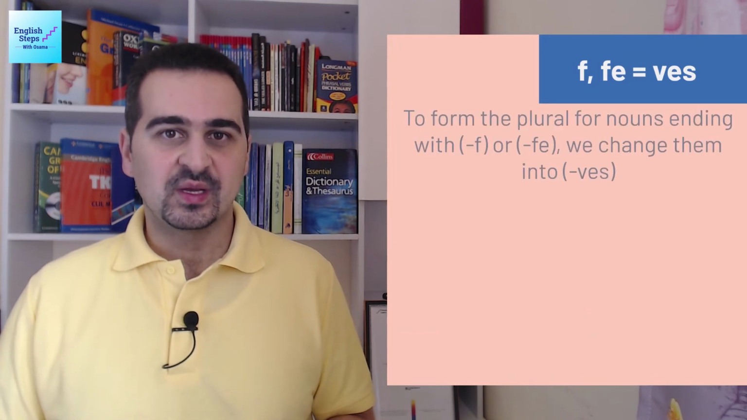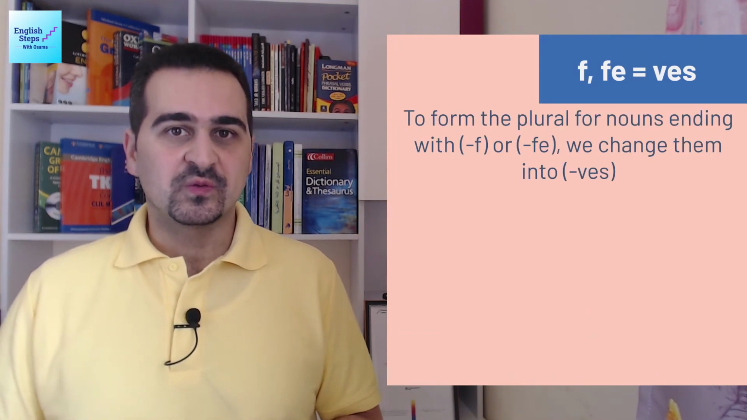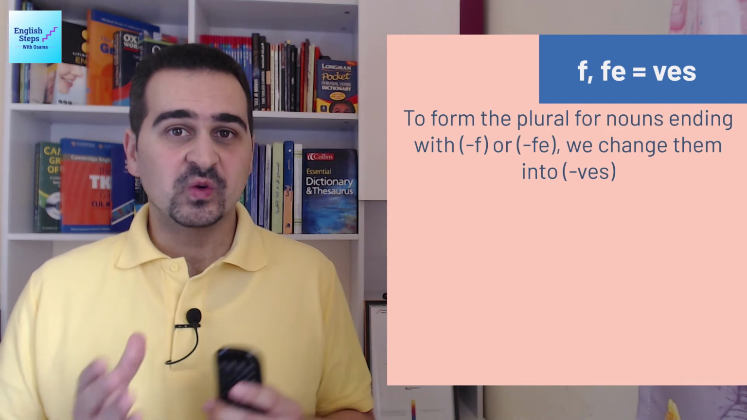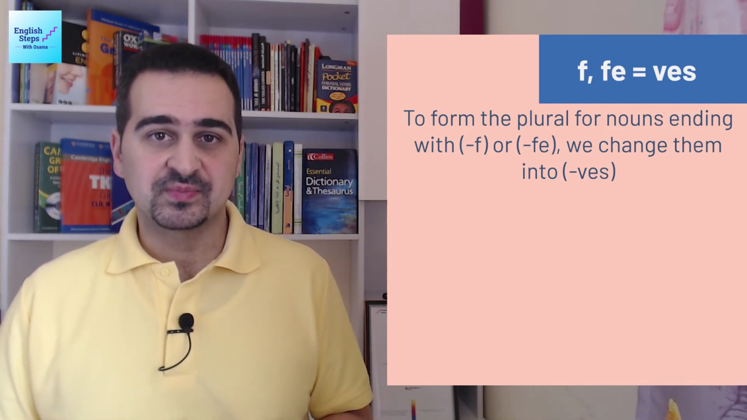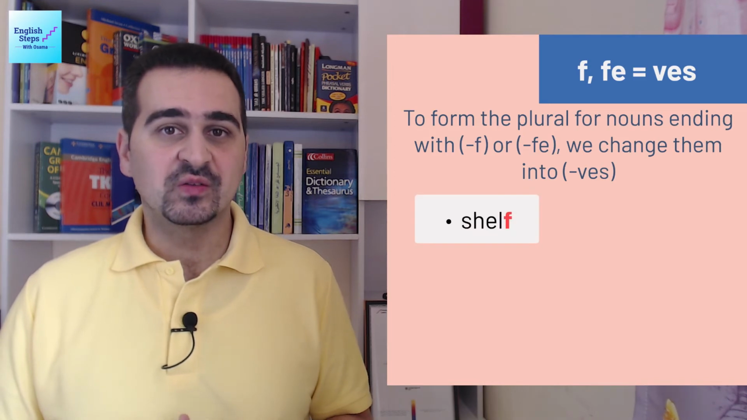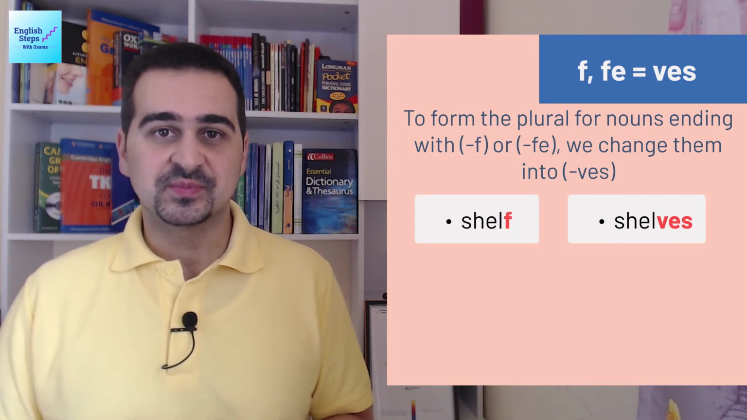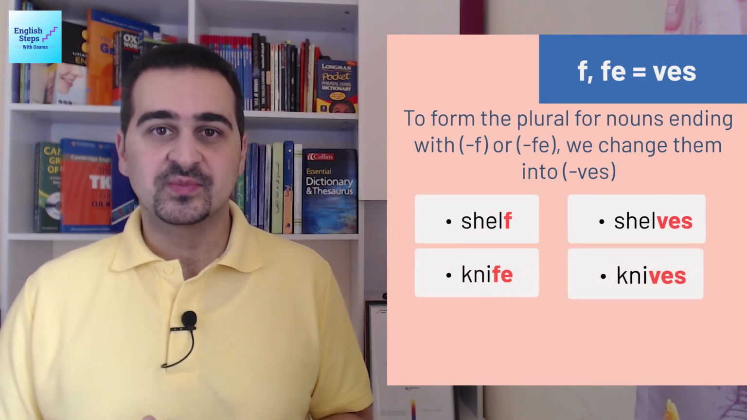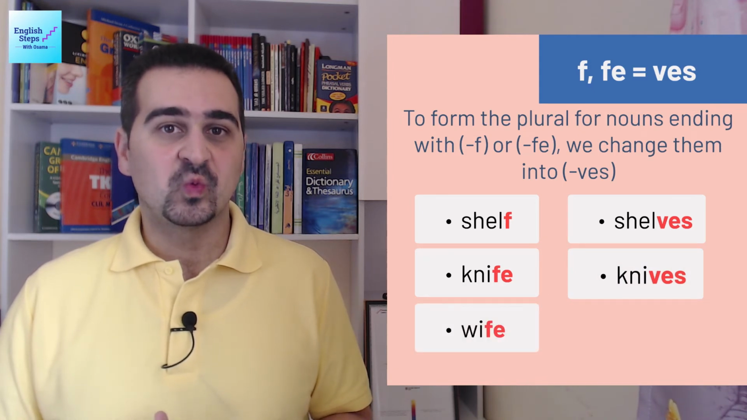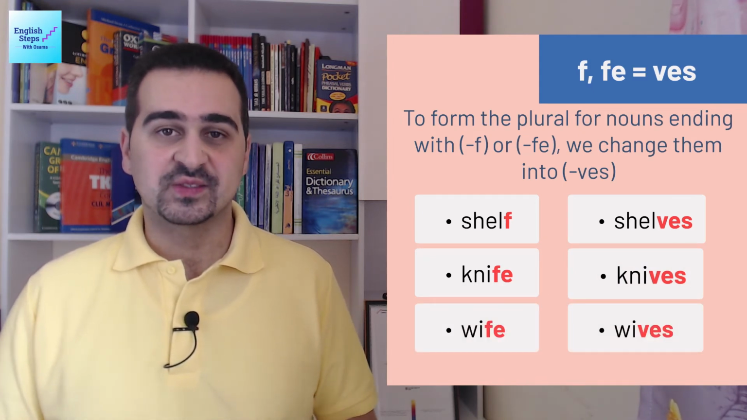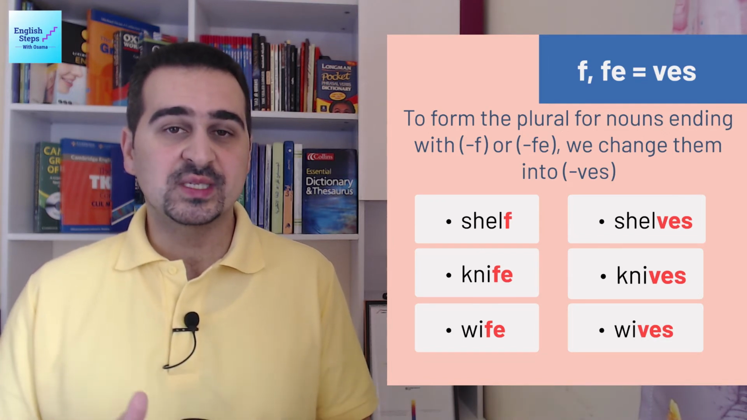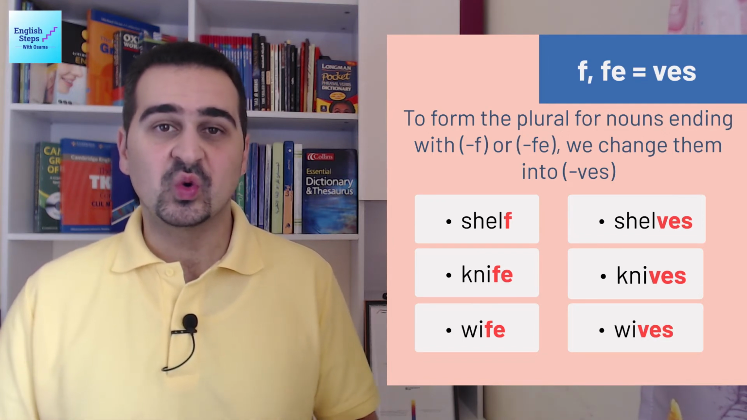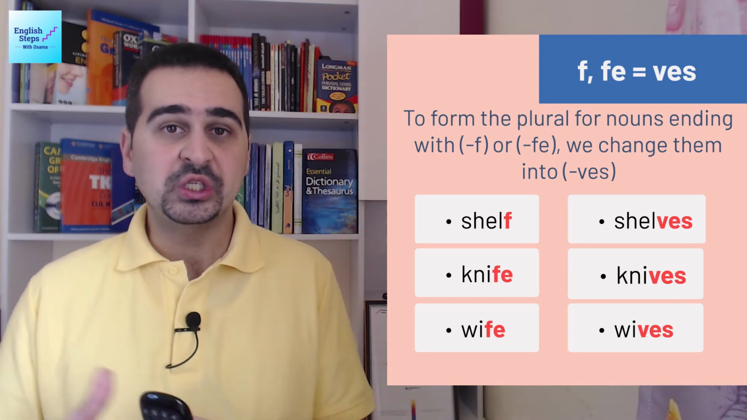Now the last group is about VES. To form the plural for nouns ending with F or FE, we change them into VES. For example, shelf, shelves, knife, knives, wife, wives. As you can see in these examples, the words end with F or FE, and that's why we change them into VES.